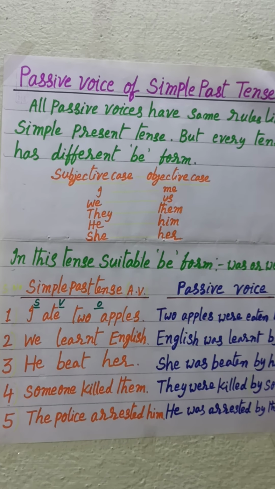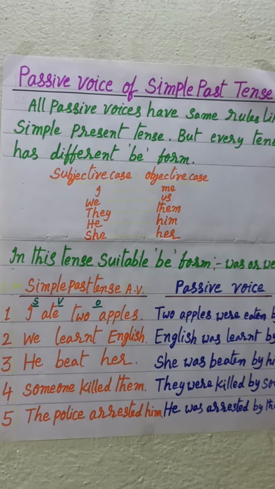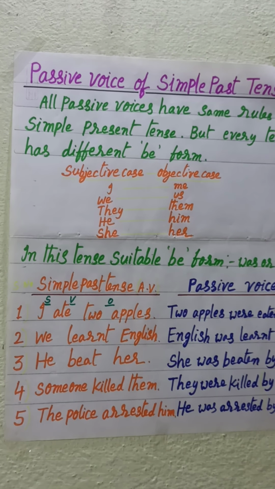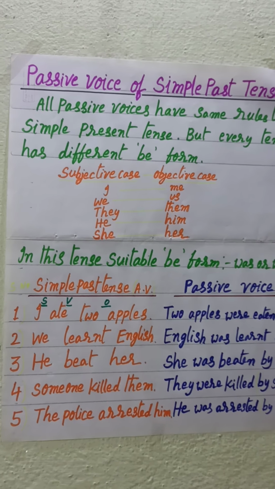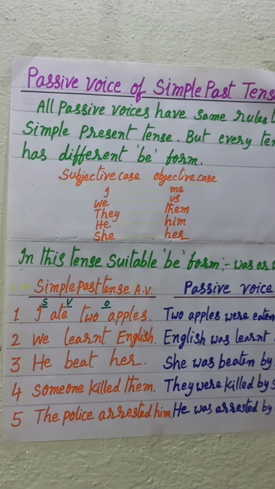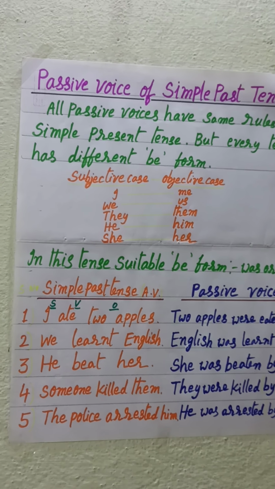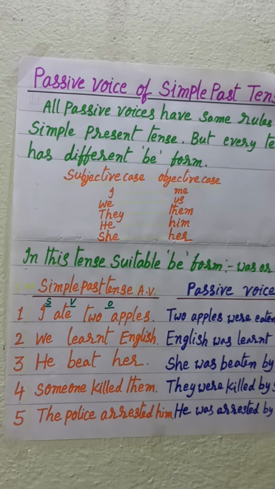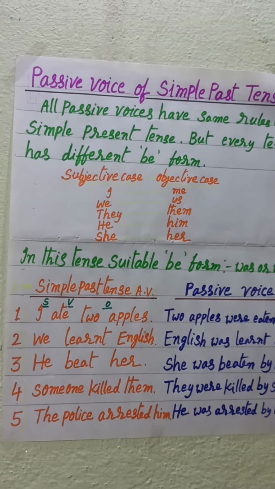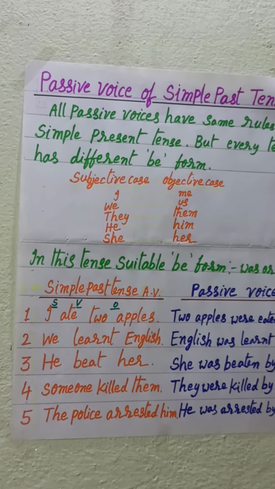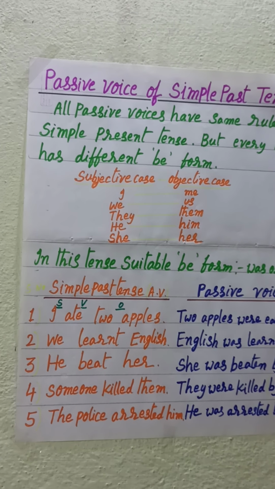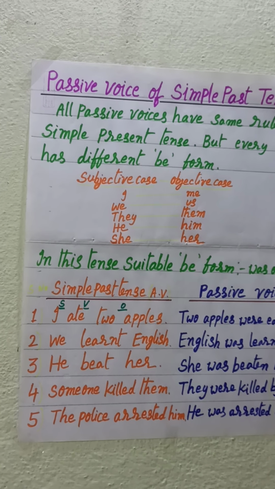In this tense, the suitable V form is was or were. This means simple past tense. Simple past tense, that is active voice. For example, serial number 1.